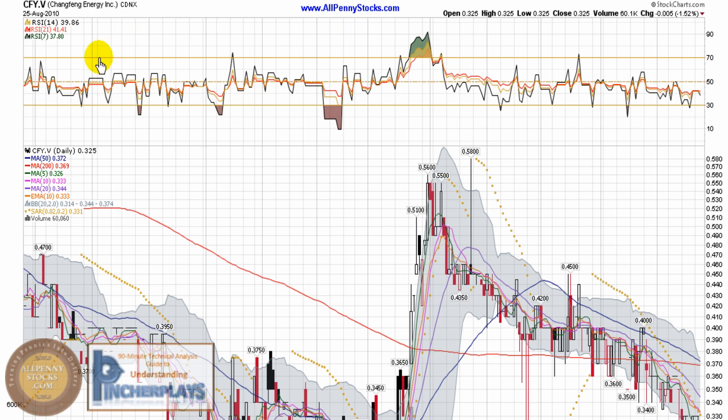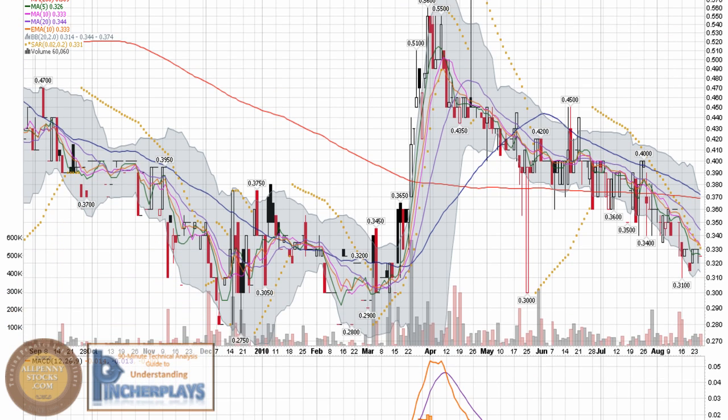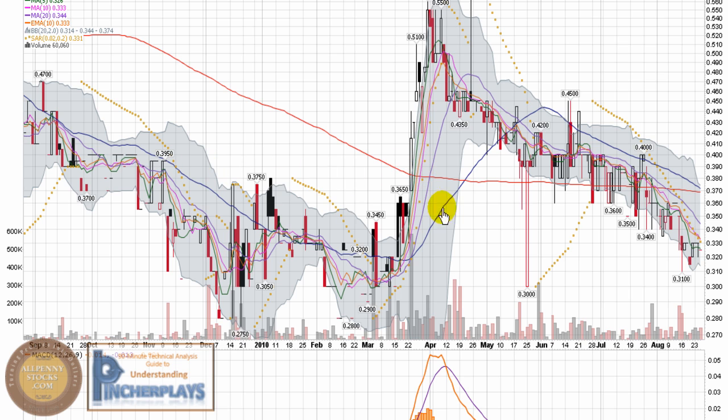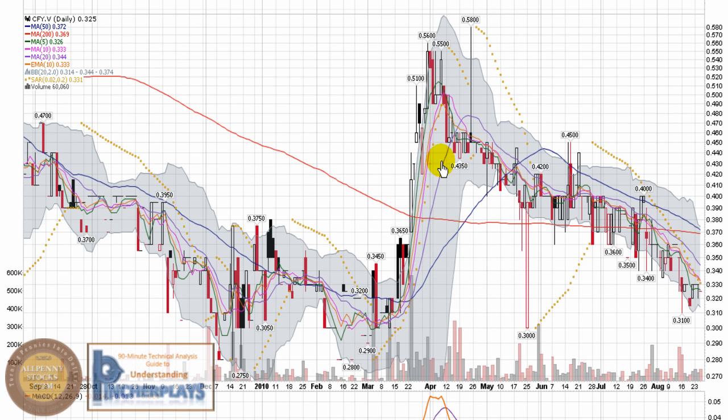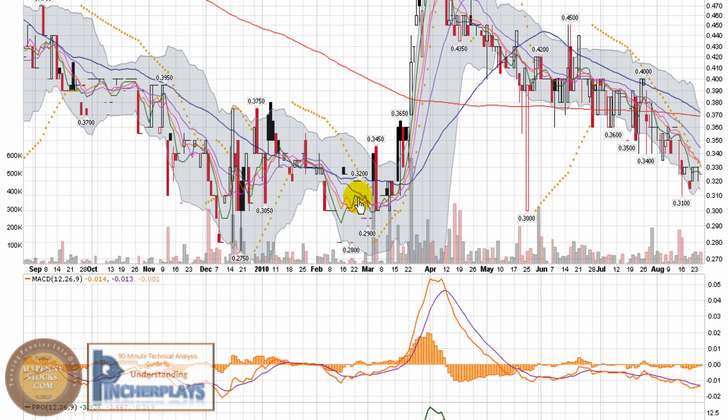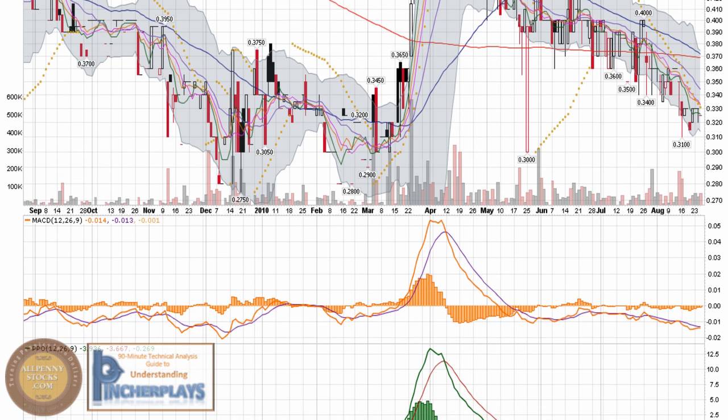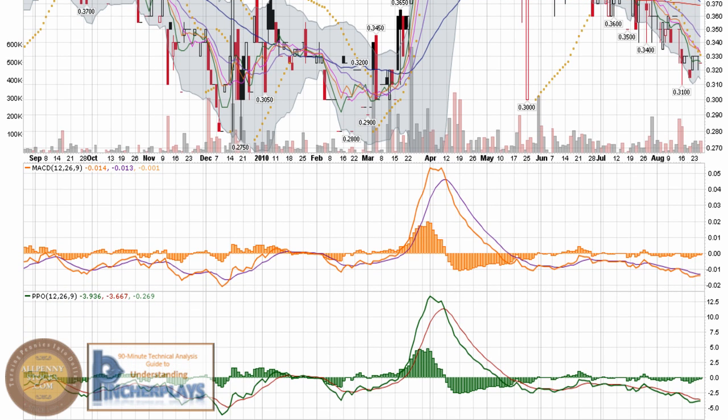Changfeng is a Canadian stock trading on the Toronto Venture Exchange under the ticker CFY. This is a one-year chart. We're going to take a quick look at it. See, nice move here coming off the bottom in March up to the end of March. A little wick up here in the beginning of April, but almost a 100% move and a pretty solid downtrend since then. I believe that these candles are going to be a major important factor in looking at this chart.